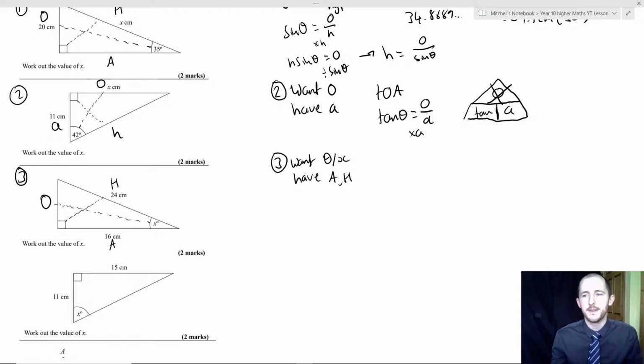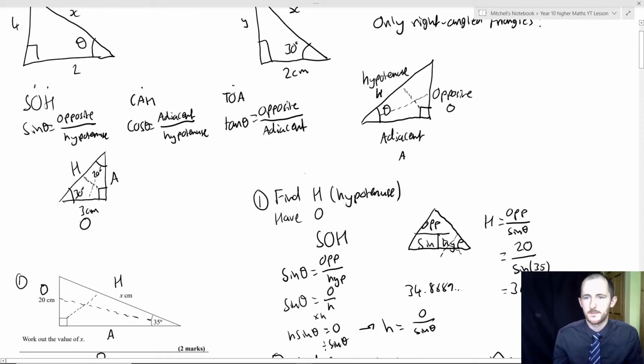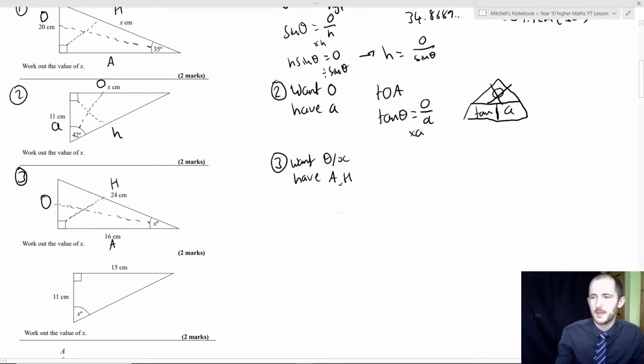So once again, go back to this. Which one has A and H in it? It's CAH. So we're going to be using CAH. In other words, we have cos theta equals A over H.